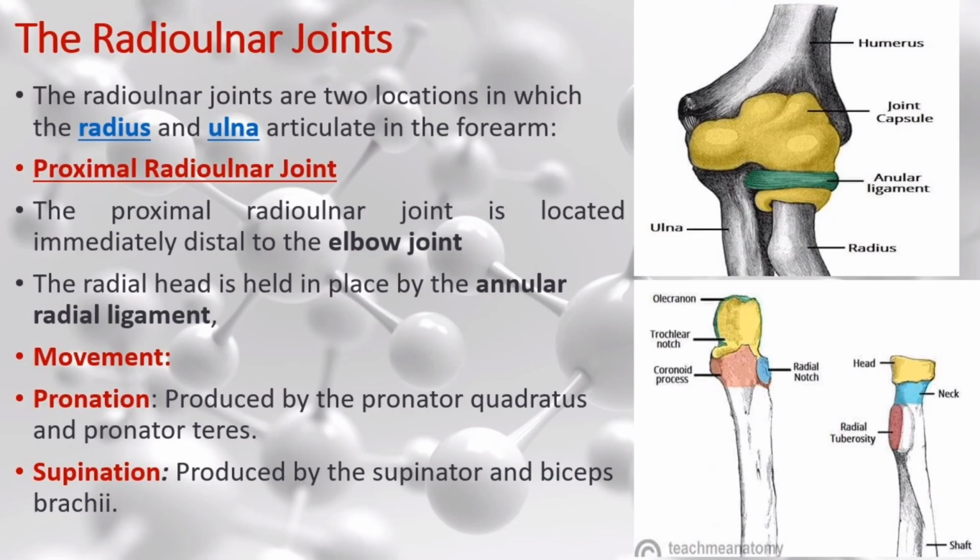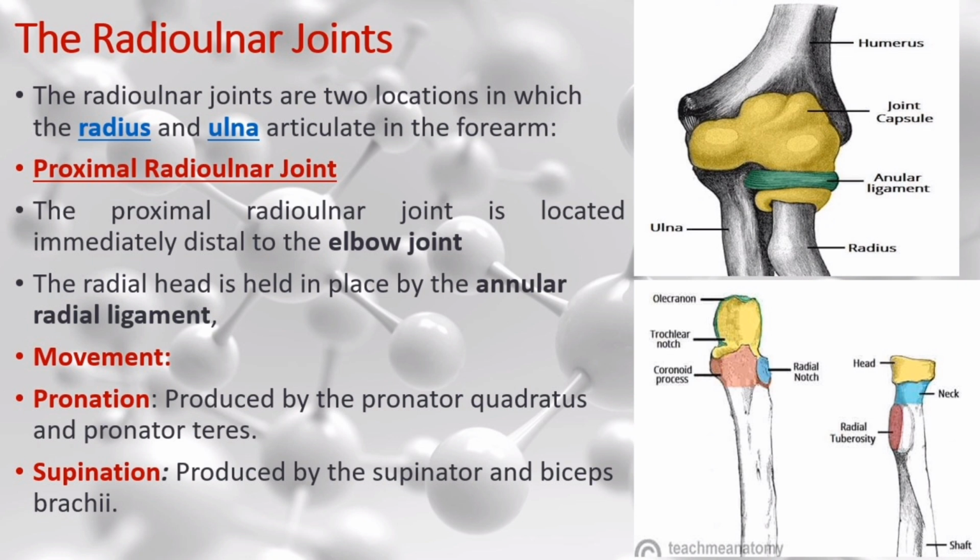Radio-ulnar joints. The radio-ulnar joints are two locations in which the radius and ulna articulate in the forearm. Proximal radio-ulnar joint, located near the elbow. It is the articulation between the head of the radius and the radial notch of the ulna. Distal radio-ulnar joint, located near the wrist. It is an articulation between the ulnar notch of the radius and the ulnar head. Both of these joints are classified as pivot joints, responsible for pronation and supination of the forearm.